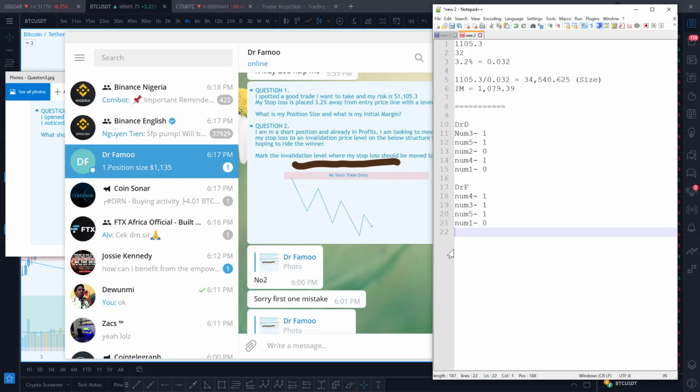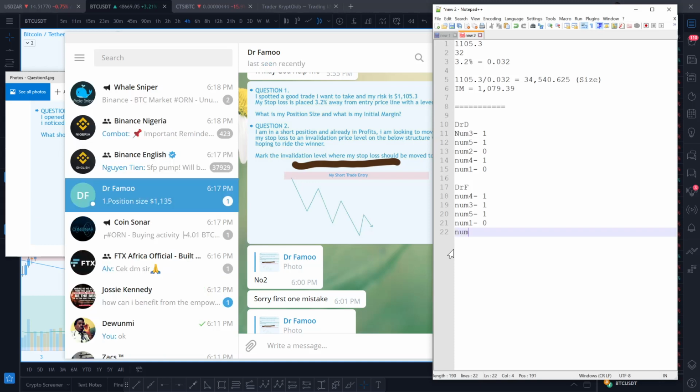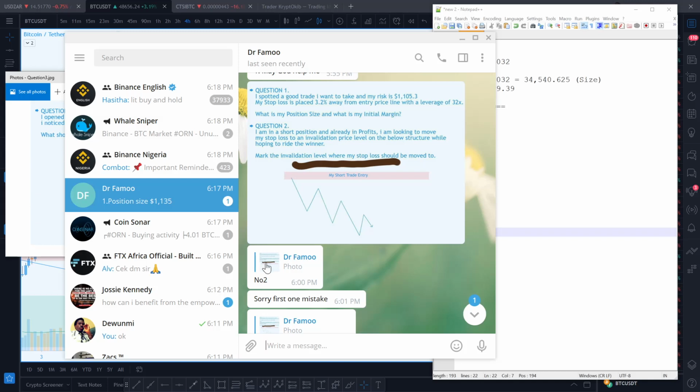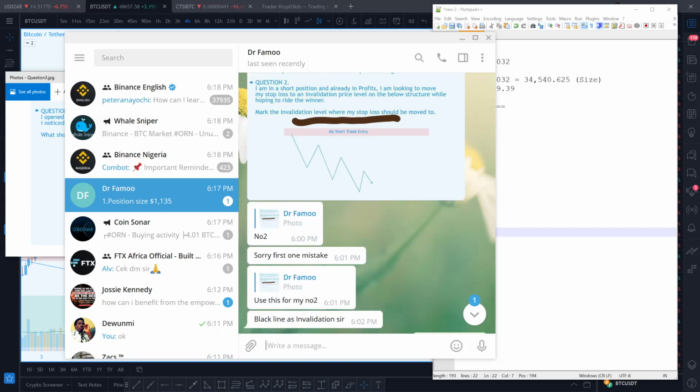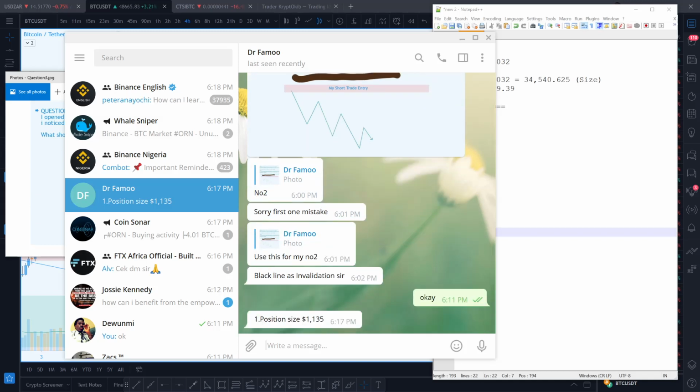So what number is the remaining? Number 2. Okay, this is number 2. Sorry, first one mistake. Use this for number 2. Black line as invalidation lines. Okay. This position size is not even correct.